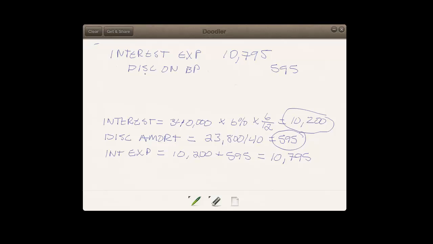And finally, we're going to record the payment of interest to bondholders. The interest that we're paying is $10,200. So that's done with a credit.